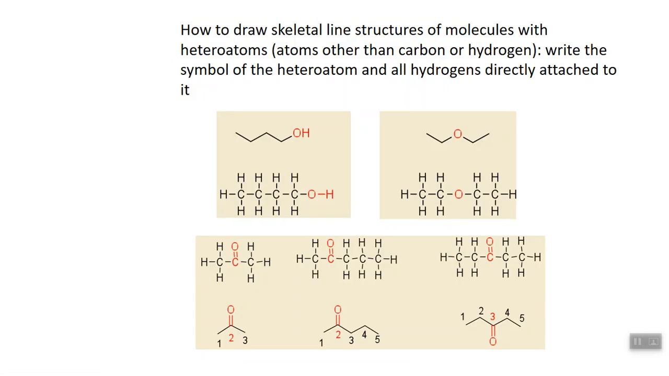When you draw your bond line structures, you do need to remember to add the hydrogen when it's directly bonded to an electronegative element or non-carbon element, as you can see here. And then down here at the bottom, you can see some of those bond line or skeletal line structures drawn out compared to their Lewis structures above them.